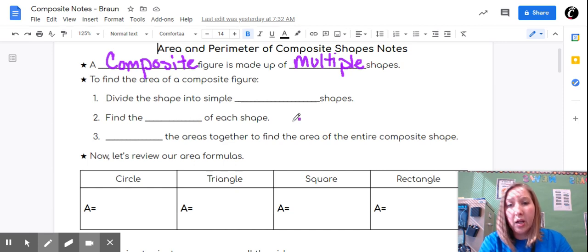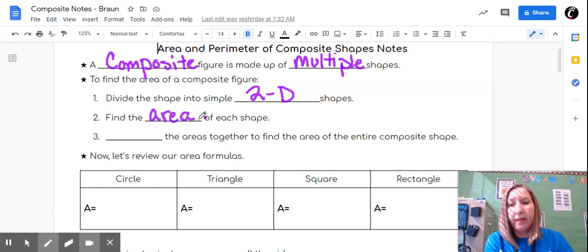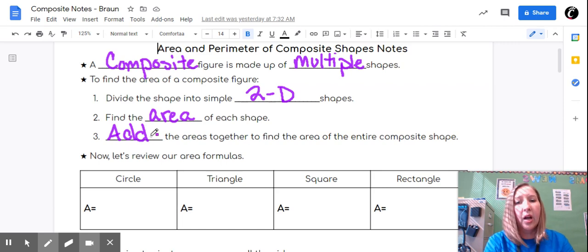To find the area of a composite figure, first we need to divide the shape into simple two-dimensional shapes, or simple 2D shapes. Next, we're going to find the area of each individual shape. And then finally, we are going to add those areas together to find the area of the entire composite shape.